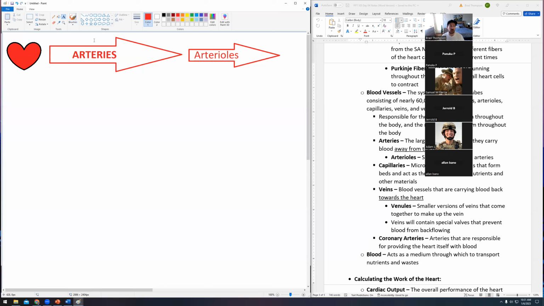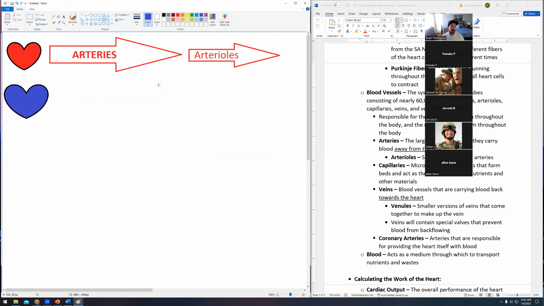Now veins are traveling towards the heart, okay? So for veins, we're gonna put the heart over here this time, and we'll just draw that. We'll fill that generally blue. So veins are going towards the heart. Actually, never mind, I'll put this over here. Veins are going towards the heart. That way the arrows are facing different.